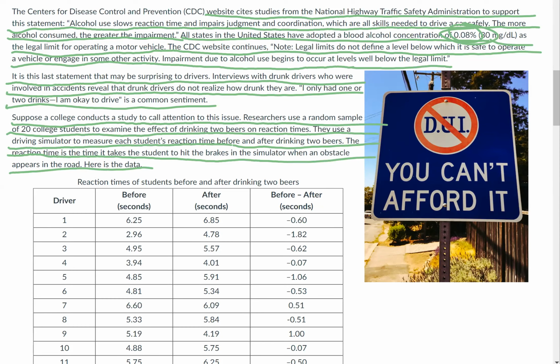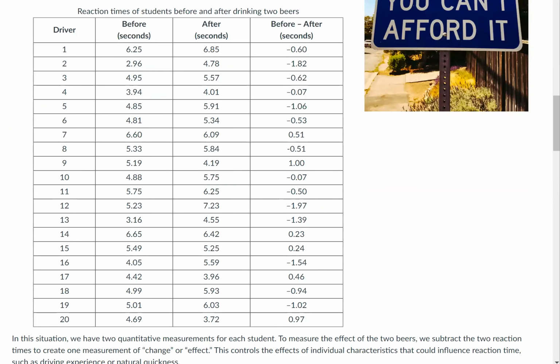Reaction times of students. There are 20 different drivers, which you see in the first column. The second column has their reaction time, and it's quite a range. It goes from a little less than 4 seconds to more than 6, so somewhere between about 3.5 seconds and 6.5 seconds to react. But after, notice that everybody's time goes up. It goes higher after you drink 2 beers.